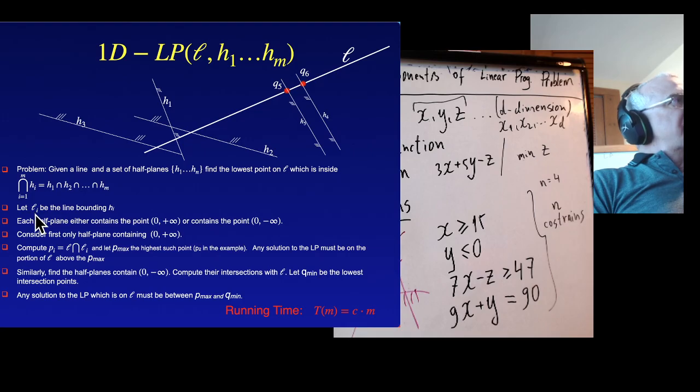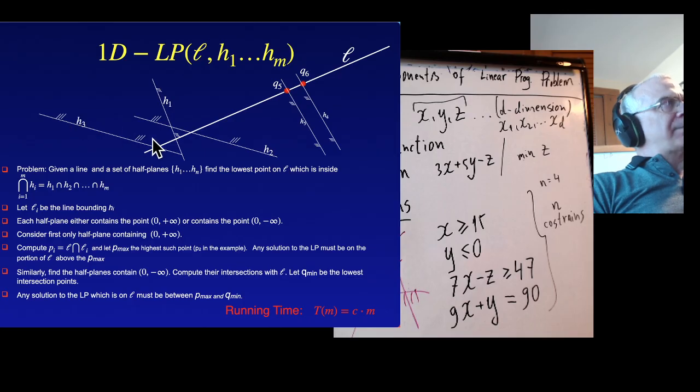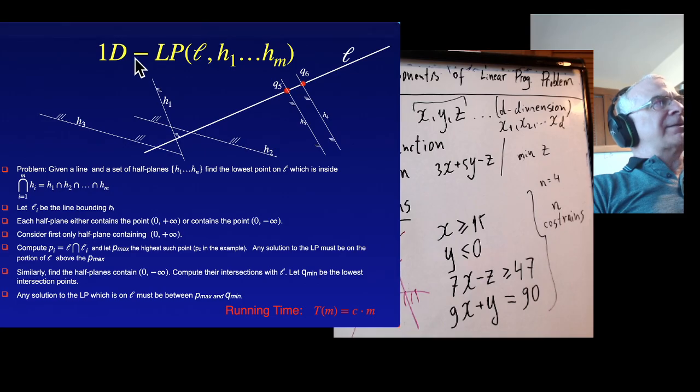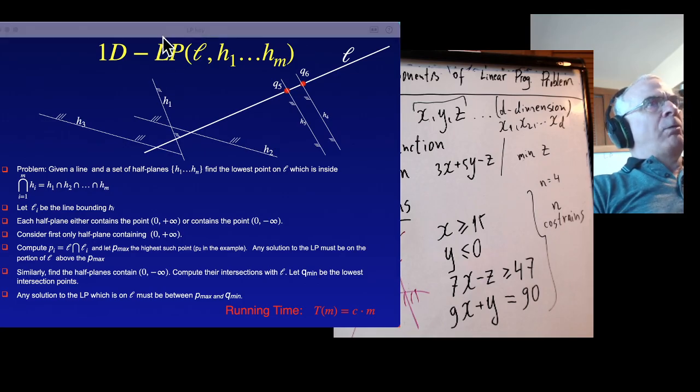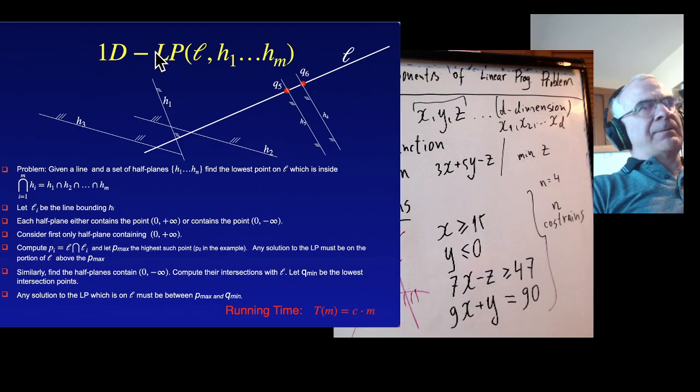I'll specify by Li, don't confuse with L. Li is a line that bounds Hi. L3 is a line that bounds H3. I'm looking at each half plane, and some of them contain the point way in the top. Like how high should I go? Go to infinity.